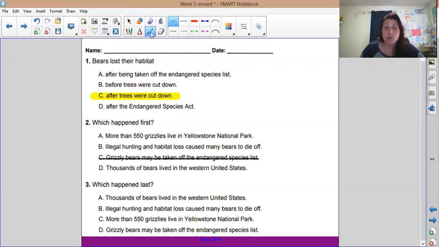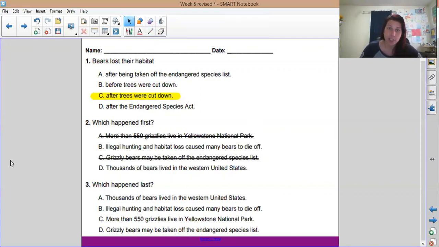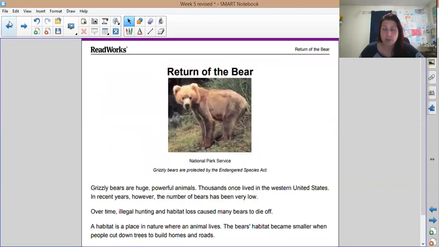So we want to see which one happened first. So we are going to eliminate the one that is present tense. Okay? So watch carefully how we eliminate and narrow down. Now, both of these, past tense. So let's see. Was it the hunting that caused them to die off? Or are we talking about thousands of bears lived in the Western United States? Which happened first? So let's go back.